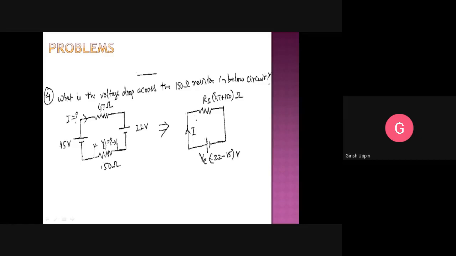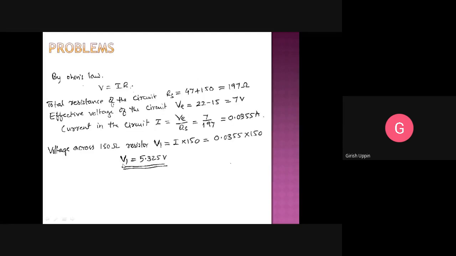The voltage across this, V1, is equal to that current into 150. That is, V1 is equal to I into 150. I is 0.0355 into 150. We get V1 is equal to 5.325 volts. That is the voltage drop.